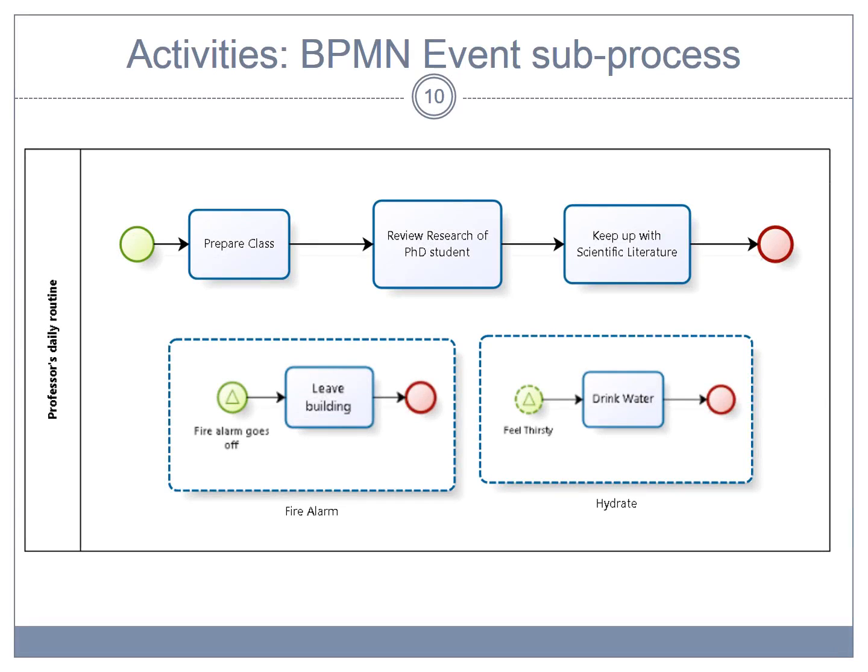So let's look at an example. Assume that the professor's daily routine consists of a process with 3 tasks. First, prepare the class, then review the research of PhD students, and then keep up with scientific literature. During this process of 3 tasks, 2 activities can happen. The first one is fire alarm. This has a normal start event, which means that it will have an interrupting nature. So it will interrupt the activity the professor is busy with at that point in time.